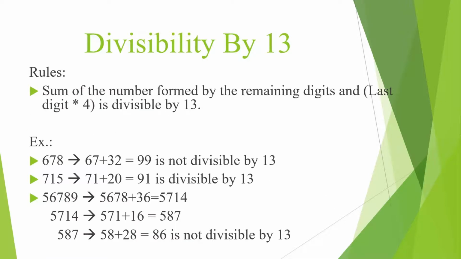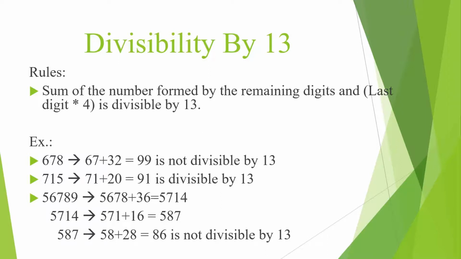Let us go to the next number, 13. Actually, we have to ignore the last digit and identify the first set of numbers, the remaining numbers. And the last digit we have to multiply by 4 for the divisibility check for 13, and we have to sum it up. If the sum is divisible by 13, then the total big number is also divisible by 13.